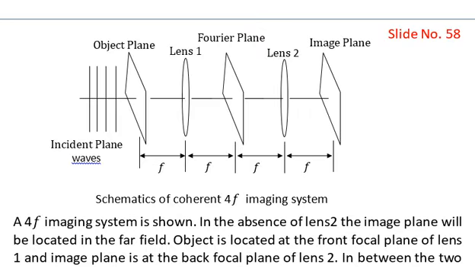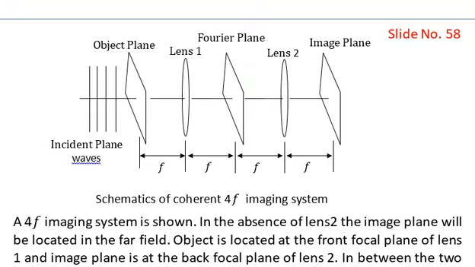That's why the separation between the Fourier plane and lens 2 is equal to f, and the image plane is located at the back focal plane of lens 2, which is in the Fresnel region or the near field. Again, the distance between lens 2 and the image plane is equal to f. So that's why there are 4f systems, because f is the separation between the consecutive components.